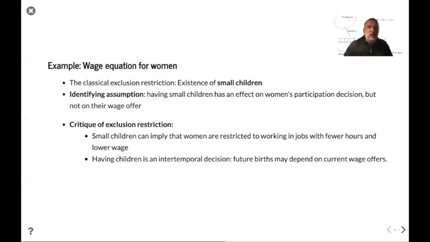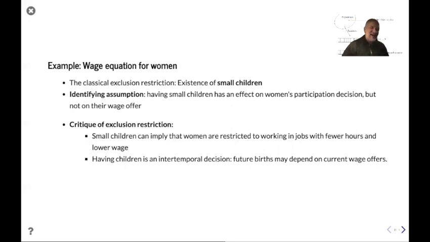So here are some examples, and I'm going to stay within the framework of the wage equation for women. A classical exclusive restriction is the existence of small children. The identifying assumption being that having small children has an effect on women's participation decision, but not on the wage offer. Okay, now I think that is easy to come up with critiques of.